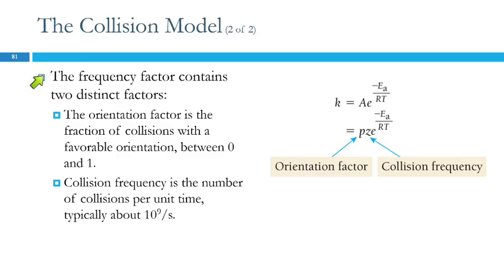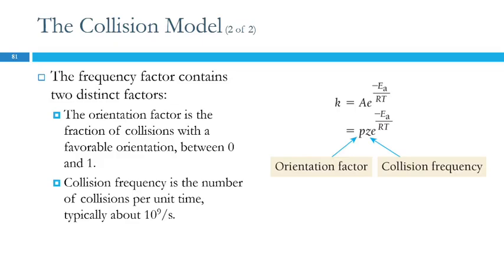So that frequency factor that we talked about, the A, has two factors in it. There's an orientation factor, and there's the collision frequency. So the frequency factor is not just the collision frequency. The orientation factor is the fraction of collisions that have a favorable orientation.